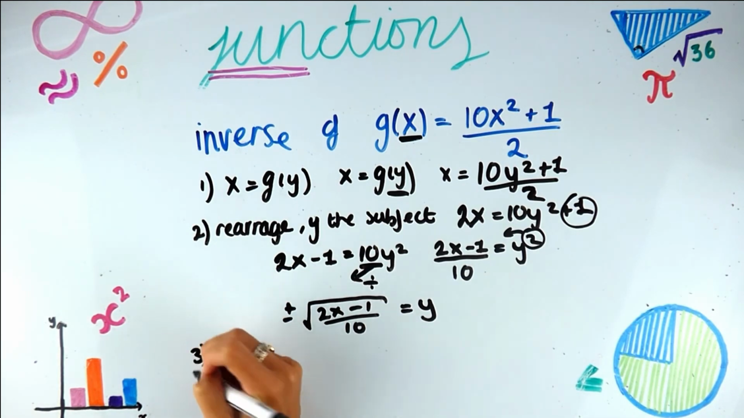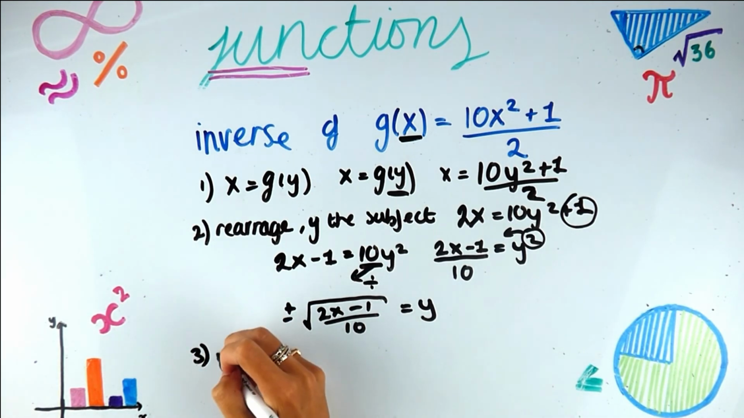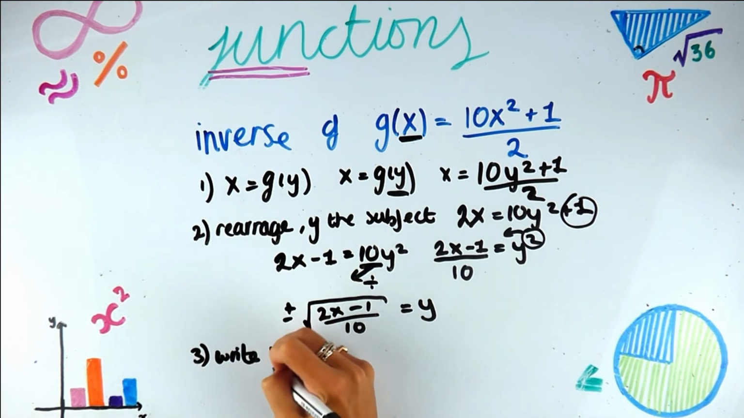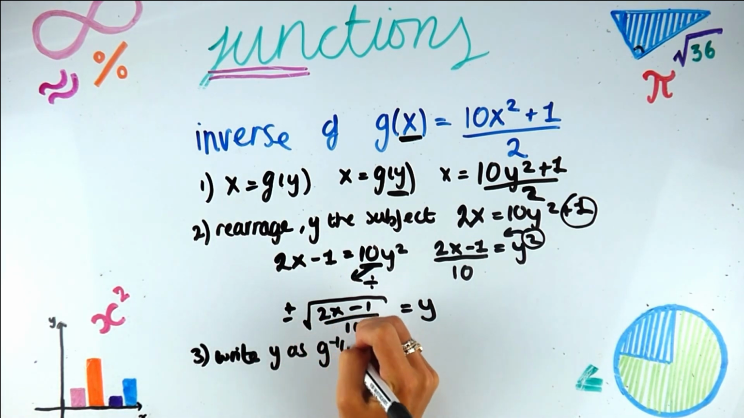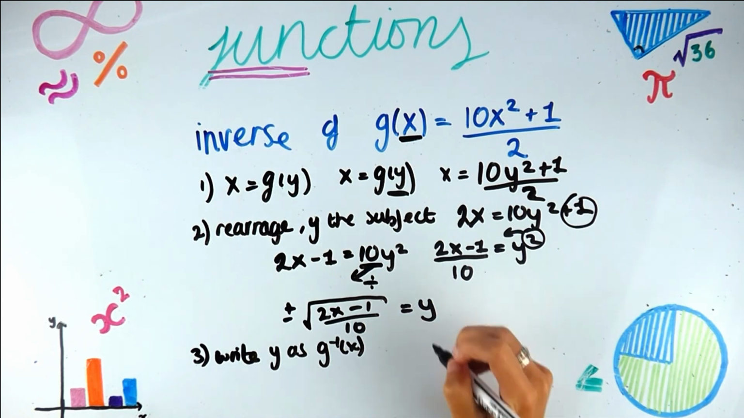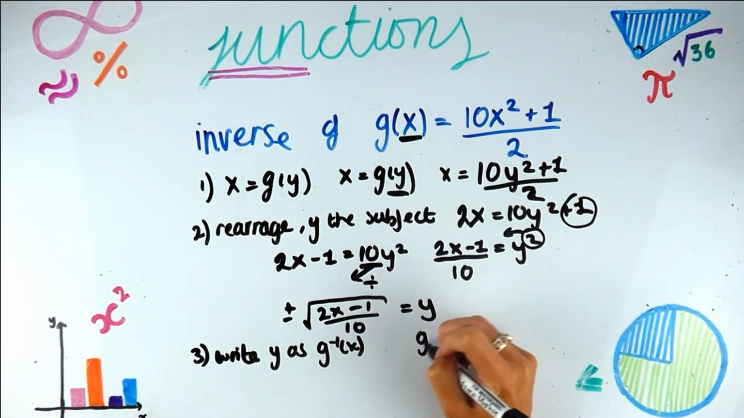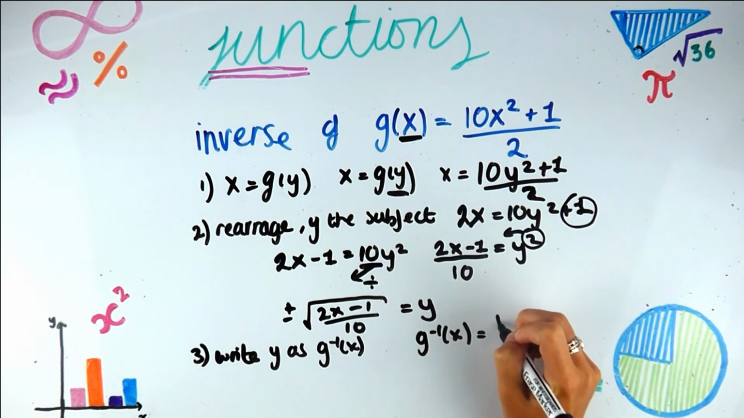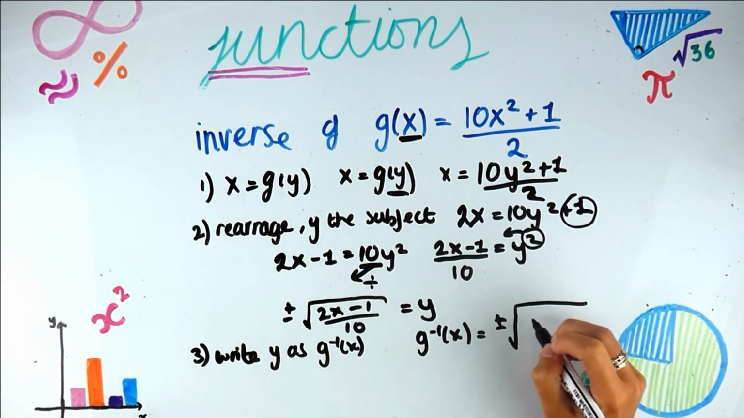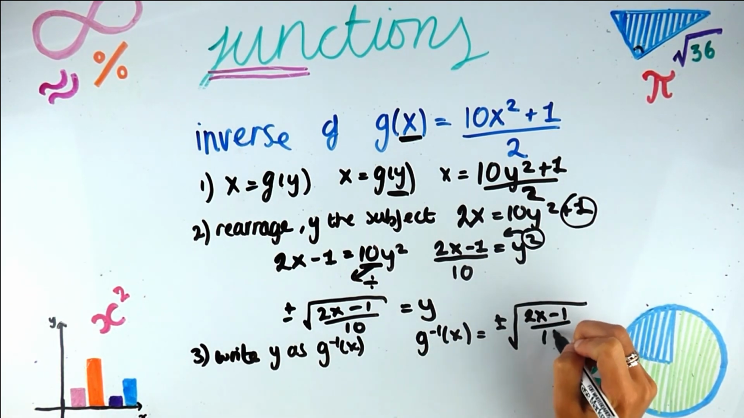Okay, then step 3 was write y as g to the minus 1 of x. So that one's the simple one. So instead of the y here, we're going to put that as g to the minus 1 of x, and then plus or minus, copying this out, square root of 2x minus 1 divided by 10.